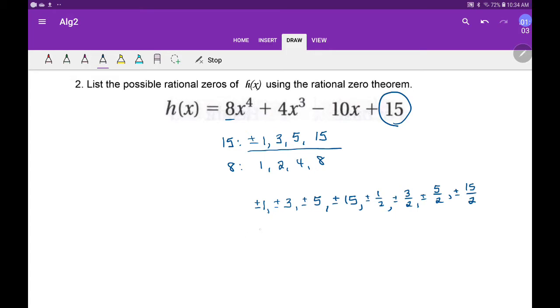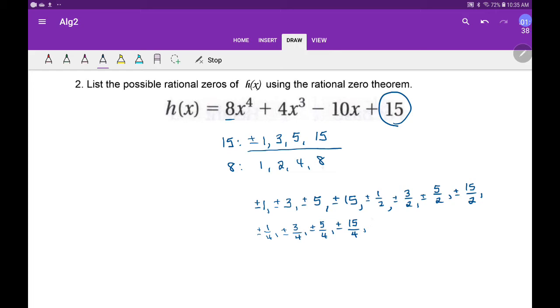Now I'm doing 4 on the bottom. So 1 over 4, plus or minus 3 over 4, plus or minus 5 over 4, plus or minus 15 over 4. Not a lot of repeats here, not yet. The reason for that is there are no 2's in the top number, and there's no 5's or 3's on the bottom number, so nothing's being left out.